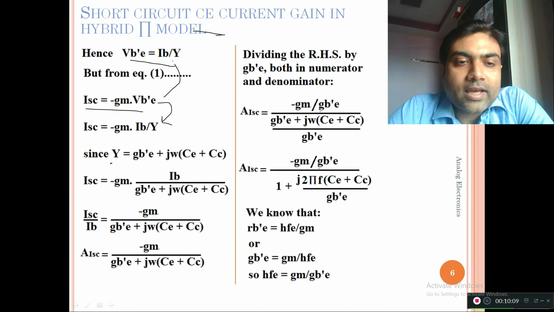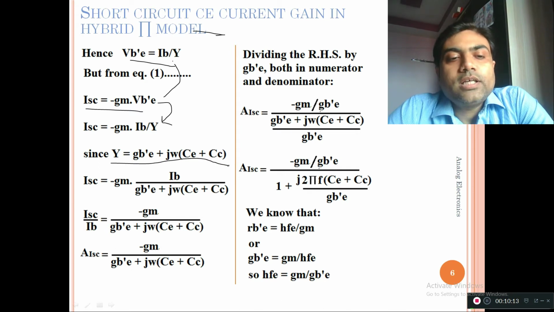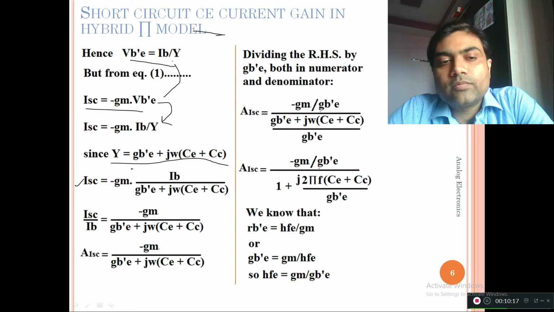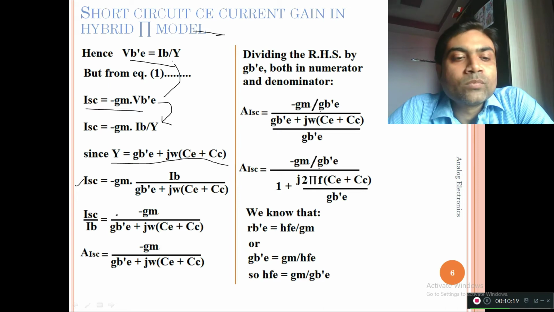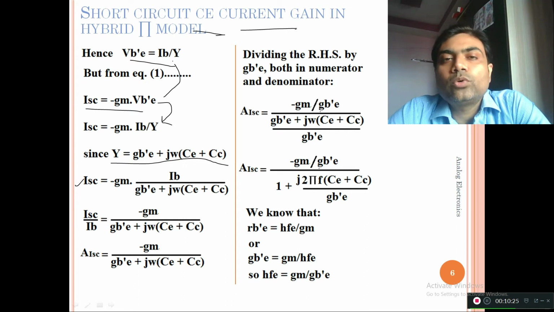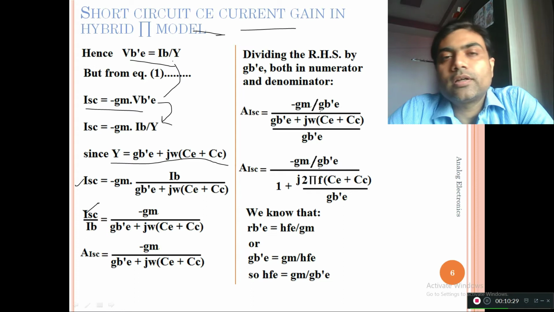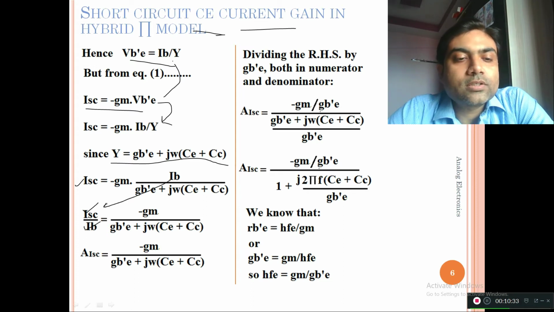Now since Y is GB'E plus j omega (C_E plus C_C), we can calculate the I_SC as this value. We have just replaced the value of Y here, and we are interested in current gain. Current gain is output current upon input current, and the output current is nothing but the short circuit current, and the input current is nothing but I_B.